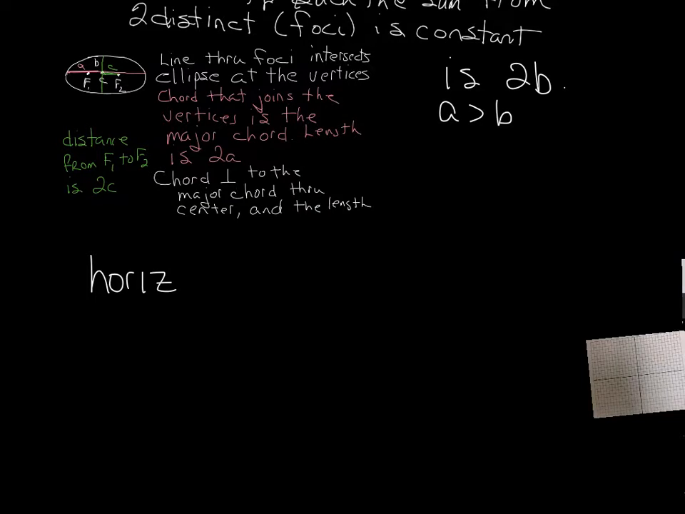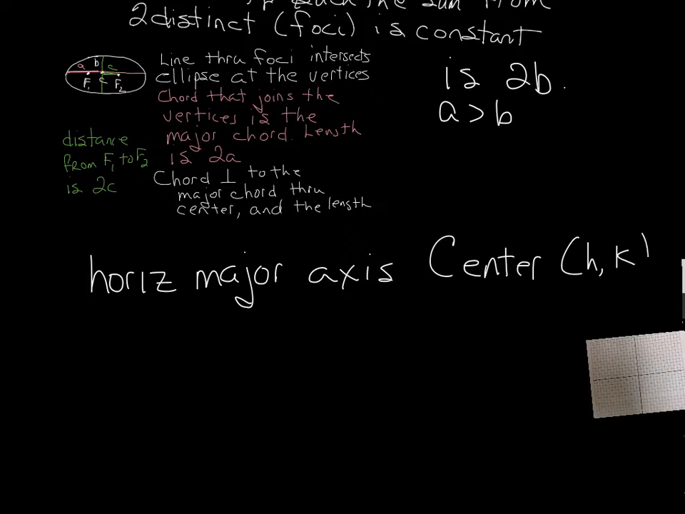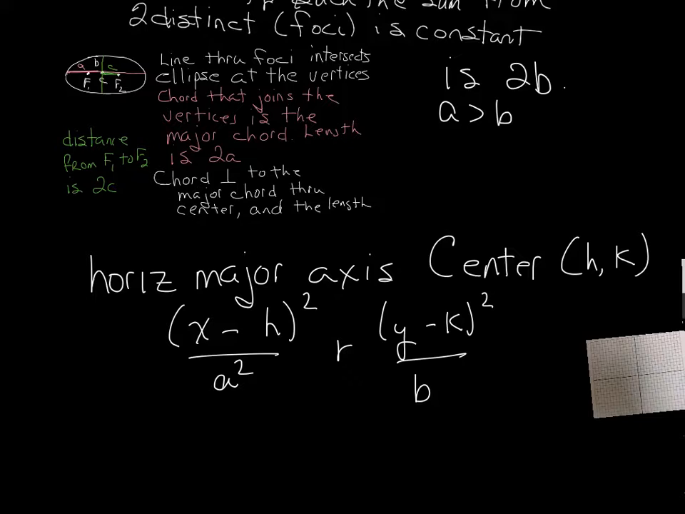All right, if we have a horizontal major axis and the center of our ellipse is (h, k), then our equation is going to be in the form (x minus h) squared over a squared plus (y minus k) squared over b squared equals 1.